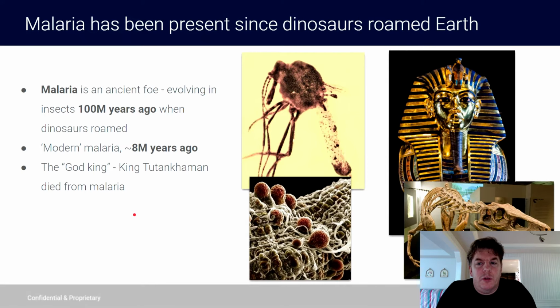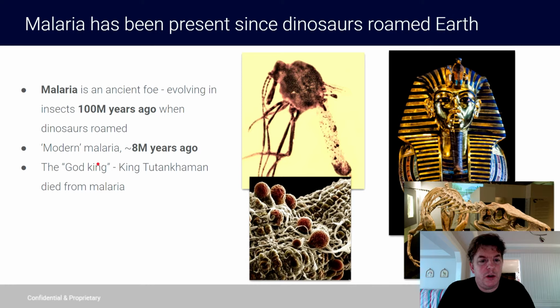Next, we're going to go even further back in time and discuss malaria. So malaria is one of the oldest foes, so to speak. It actually began evolving roughly 100 million years ago, so literally in the age of dinosaurs. Modern malaria as we know it, spread via mosquitoes, began evolving about 8 million years ago.